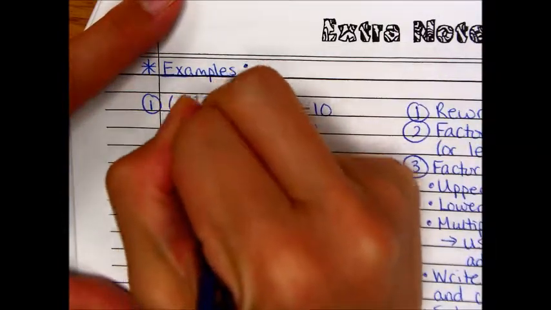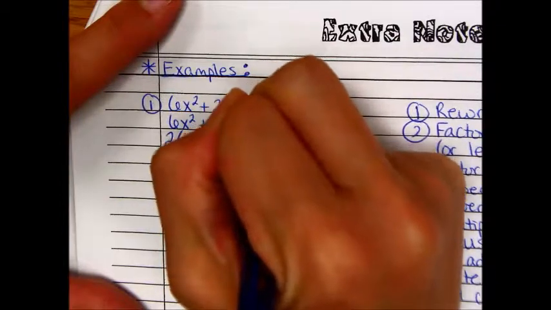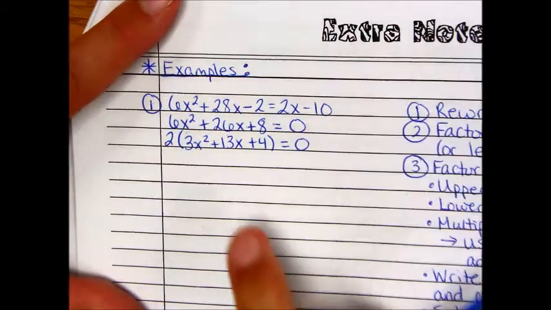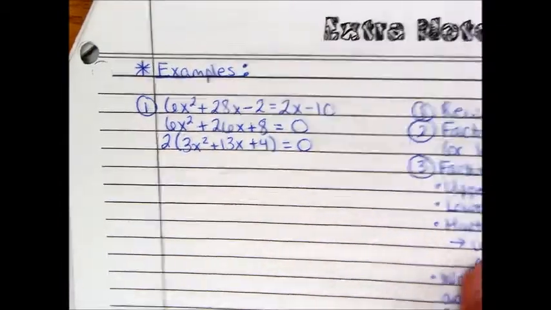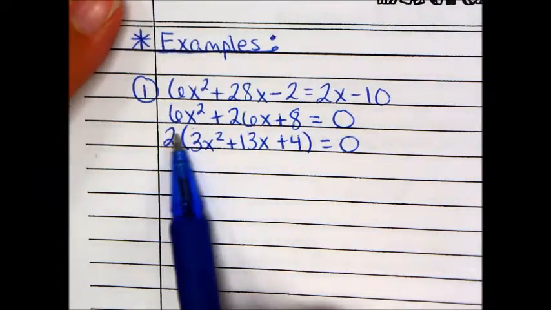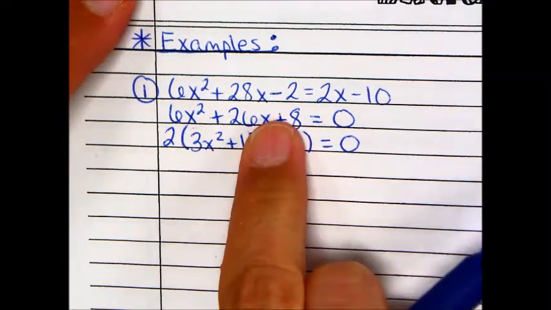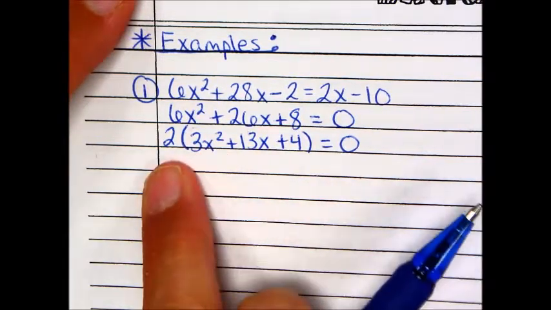26x divided by 2 is 13x, and 8 divided by 2 is 4, equals 0. So all I've done is pull the 2 out. You can see that if I distributed the 2 back in there, if I remultiplied that, I would go back to the previous line of work. But I want to pull the 2 out.